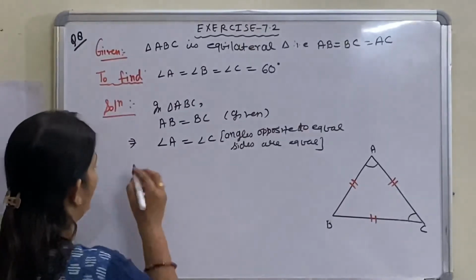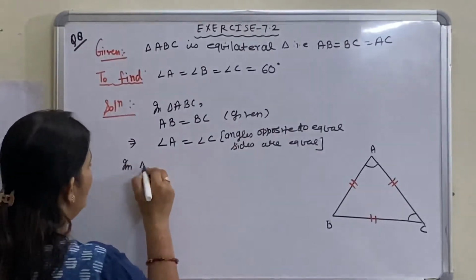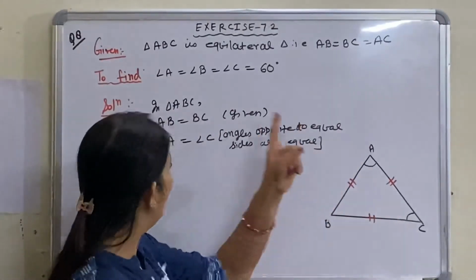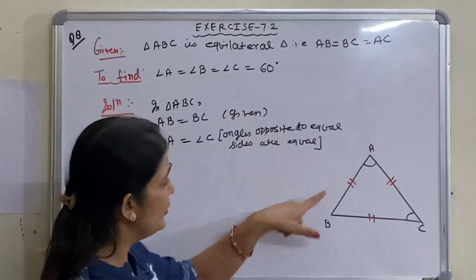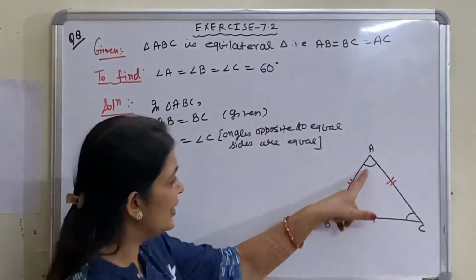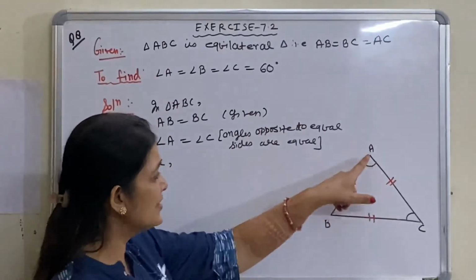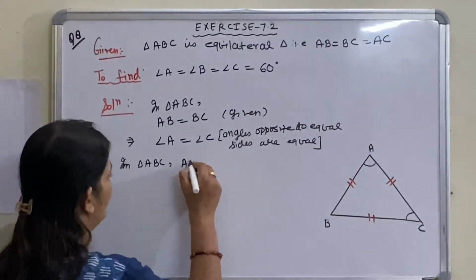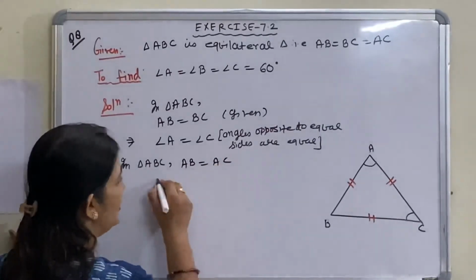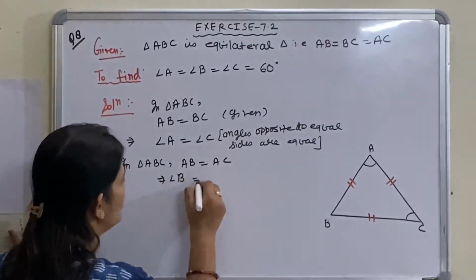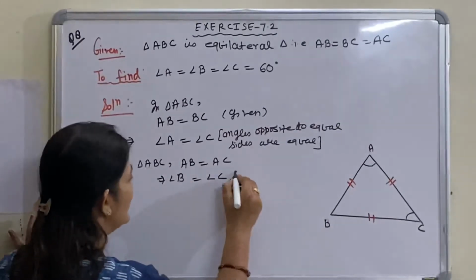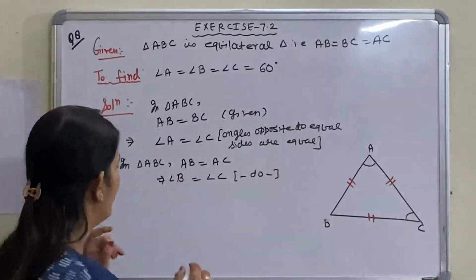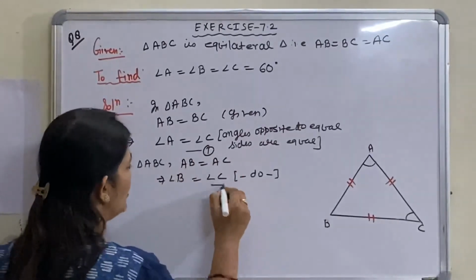Now again in triangle ABC, earlier which vertex did we take? B. BA is equal to BC, then angle A became equal to C. Now take vertex A. AB is equal to AC. Then there implies angle B is equal to angle C. The reason will remain the same: angles opposite to equal sides are equal. This is equation number 1. This is equation number 2.